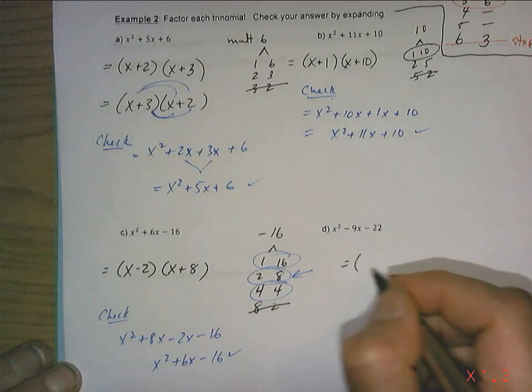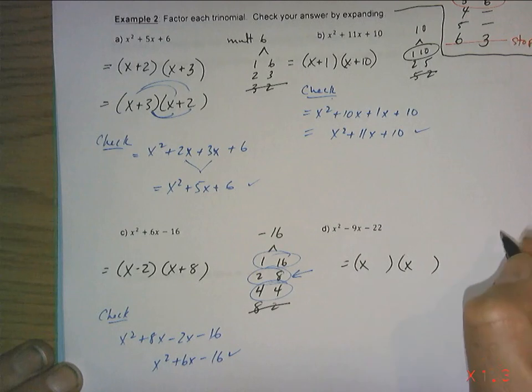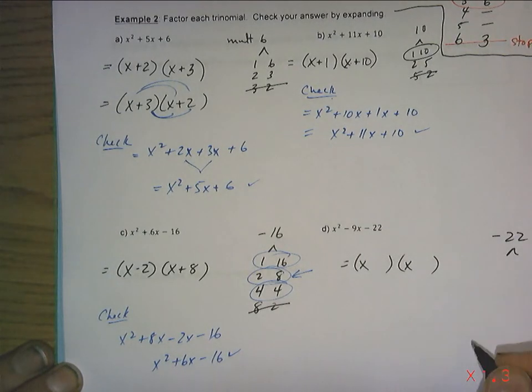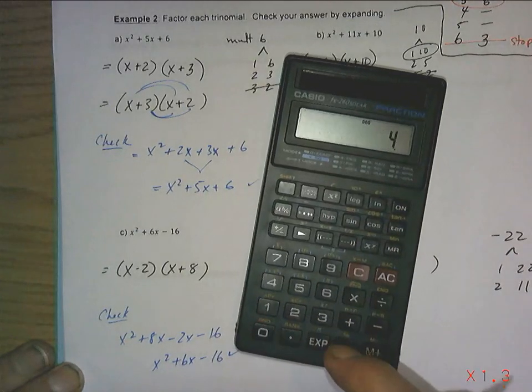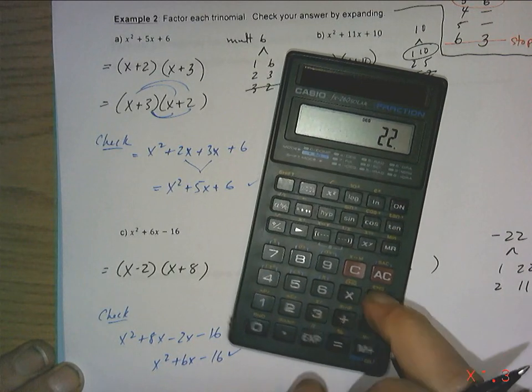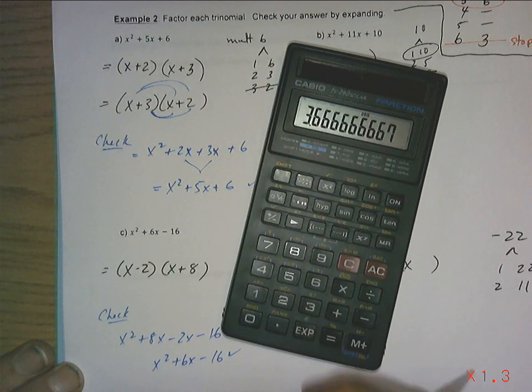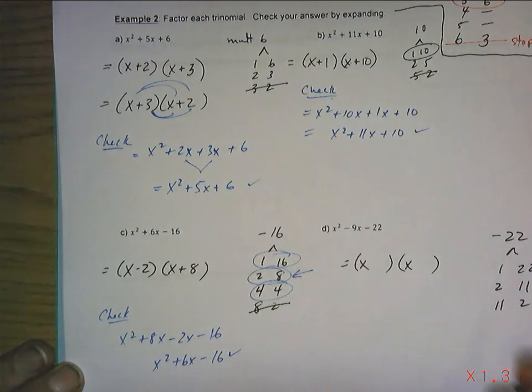So I know the answer is going to be two binomials. I know I put an x at the beginning of both of them. Two numbers that multiply to give negative 22, but they need to sum to give negative 9. Well, 1 and 22, 2 and 11. 3 is not going to divide evenly. 4's, I don't believe, is going to divide evenly. No. 5 is not going to divide evenly. 6, no. 7, no. 8, no. 9, no. 10, no. 11. So I only have two choices here.